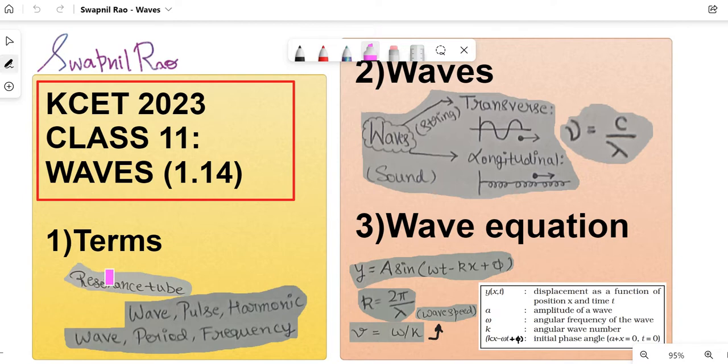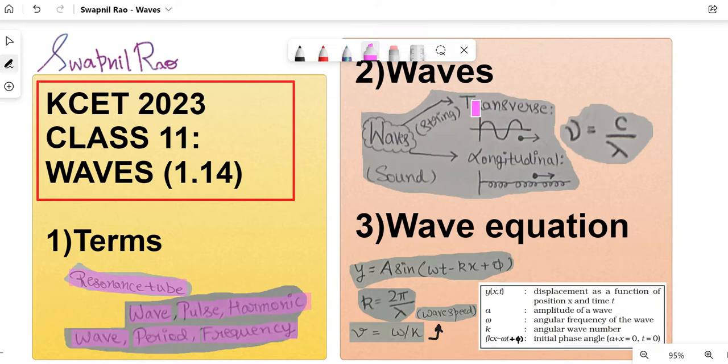And yeah, so I'll be starting off with terms. As you can see, you have to know these terms, and if you don't, you can just read through the NCERT. One is resonance tube, like what that apparatus or setup is, and then we got wave, we got pulse, then we got harmonic wave, and then period and frequency, and these last two terms have already been talked about even in the previous lecture. So I'll be moving on to the next topic, which is waves. I'll be a bit quick actually because this is a huge chapter, as I mentioned before.